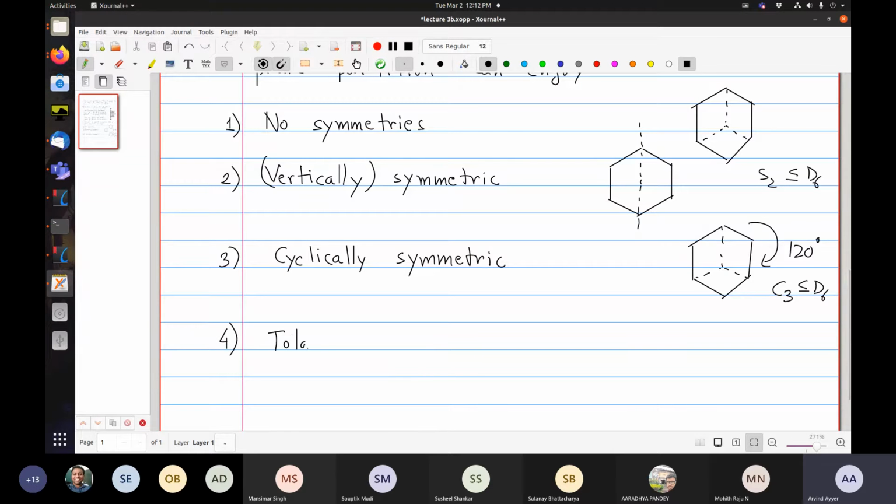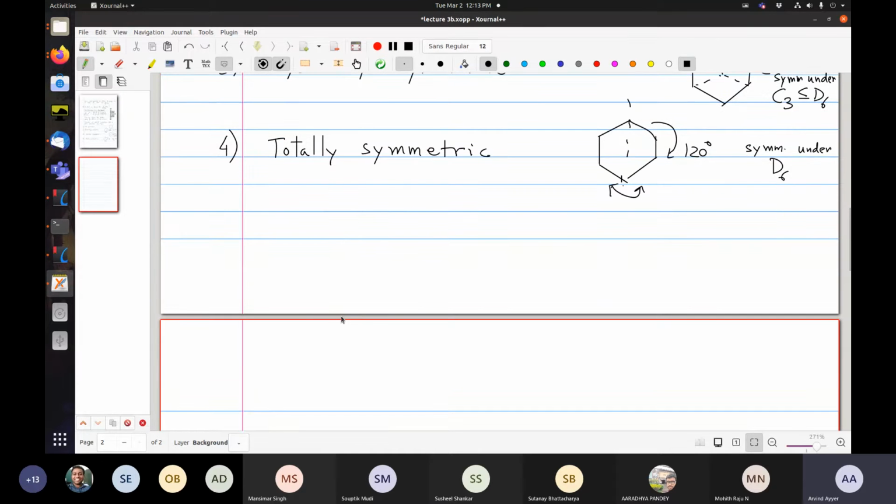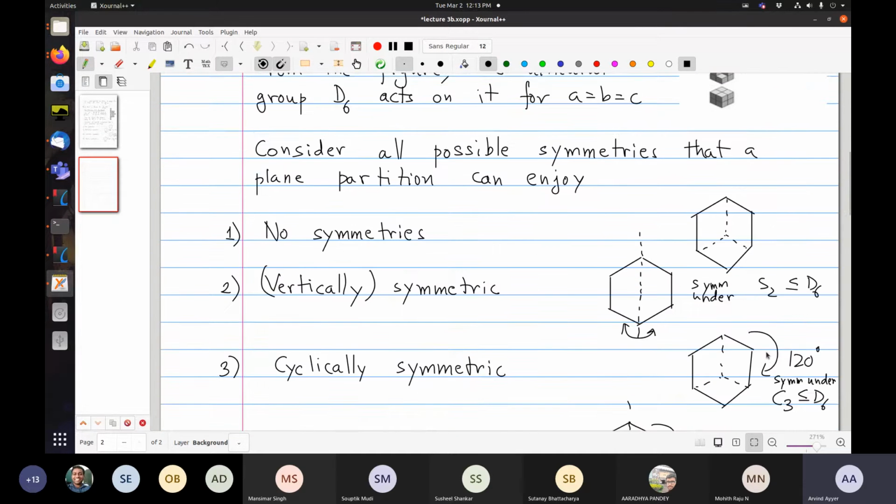And then there is the totally symmetric, which is both vertically symmetric, I should have drawn an arrow here, and cyclically symmetric. So if it is both, then it's totally symmetric, and this is under the full D6 action. So it's symmetric under the full D6 action. But if you just look at it in this way, you only get 4 classes of objects.